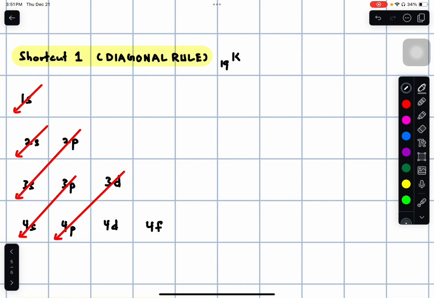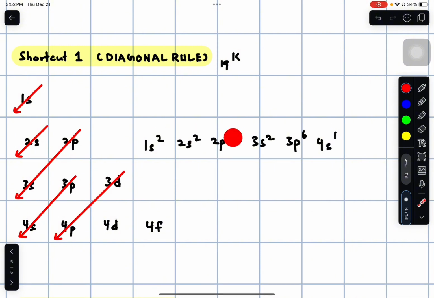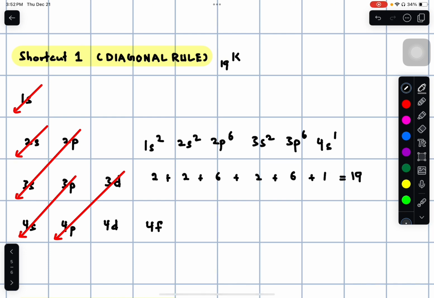For example, this would be 1s2, 2s2, 2p6, 3s2, 3p6, then 4s1 here. Make sure that you're adding up the number of electrons that you have written to always make sure that you didn't make a mistake there. This will be 2 plus 2 plus 6 plus 2 plus 6 plus 1 equals to 19.